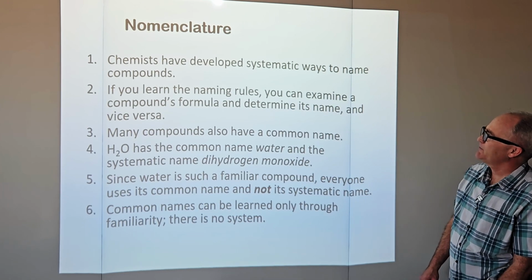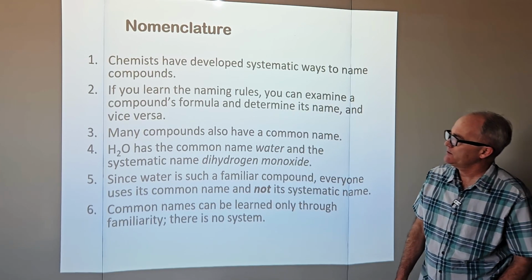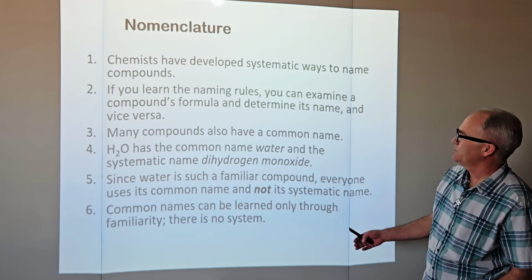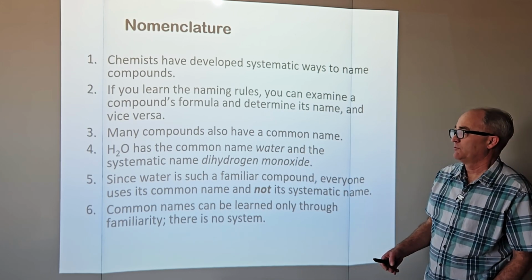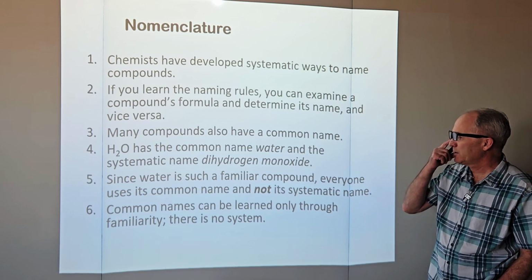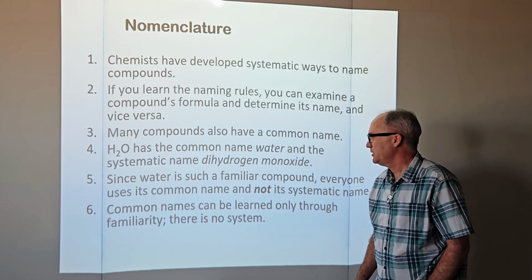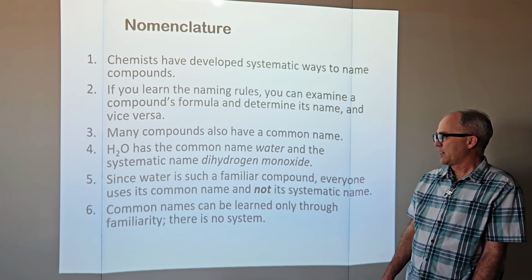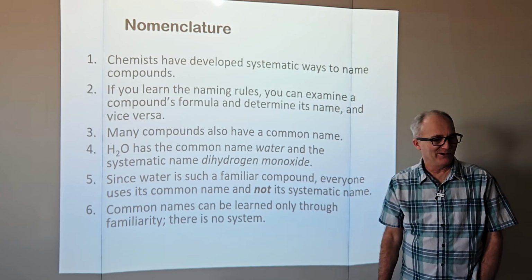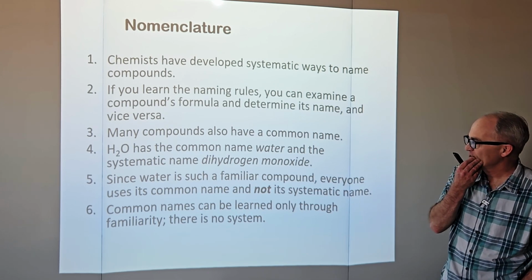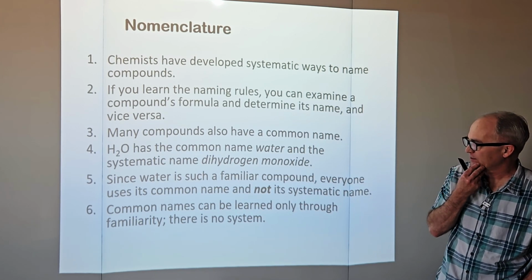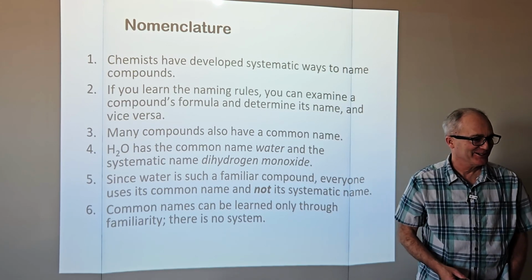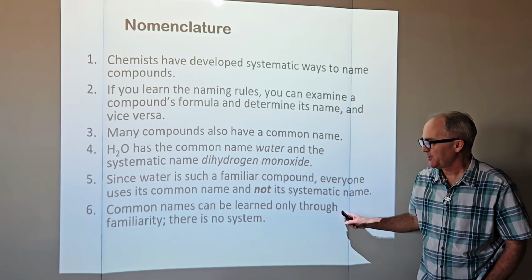Chemists have developed systematic ways to name compounds. If you learn the naming rules, you can examine a compound's formula and determine its name, or from a name, draw a formula. Many compounds have common names. H2O has the common name of water and the systematic name of dihydrogen monoxide. Sounds poisonous if you say it like that. Since water is such a familiar compound, everyone uses the common name, not its systematic name. No, geeks in chemistry class will, and do, at the cafeteria.